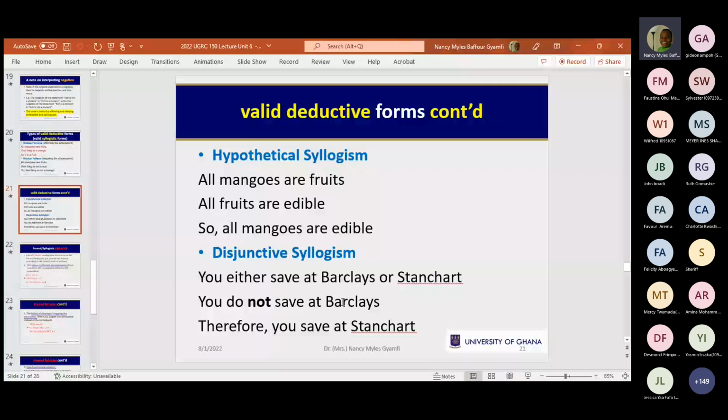I said A or B. Then I tell you, but it is not B. Then am I not telling you that it is A? Obviously. Yes. You see that?